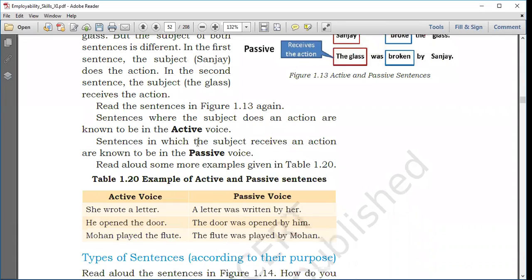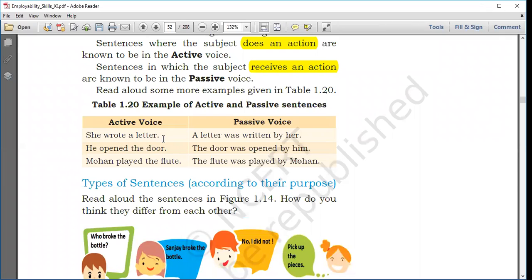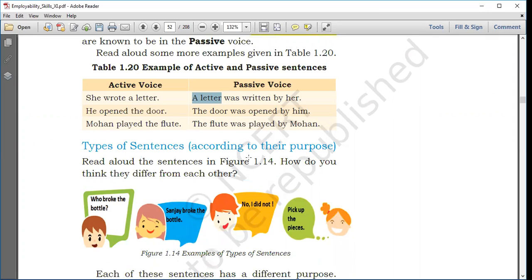So that's the main difference between active and passive, right? A sentence where the subject does the action is active, and a sentence in which the subject receives the action is your passive voice, right? She wrote a letter, a letter was written by her, right? So यहाँ पे she is the subject and she is actually writing, तो ये active voice हो गया. और a letter was written by her, a letter is the subject, but the subject is not doing the action, it is receiving the action here. So this is in passive voice, right?